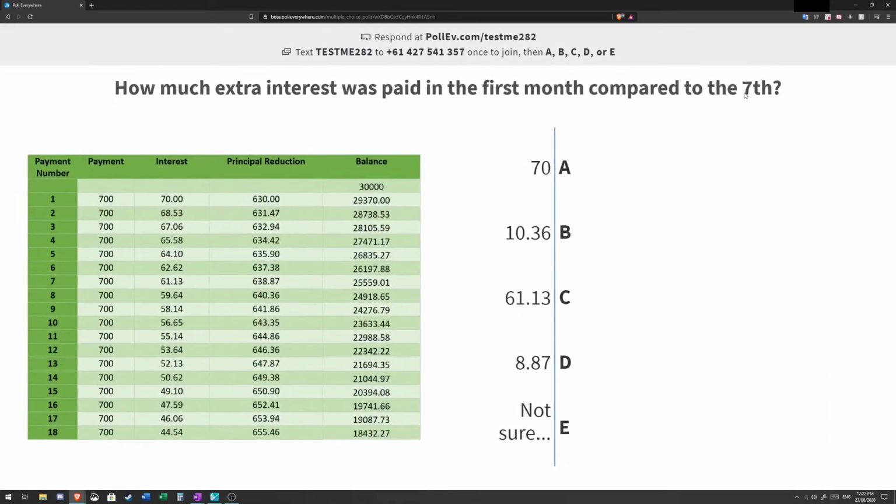Okay, sorry, just one more question on amortization for loans. How much extra interest was paid in the first month compared to the 7th month? So just think about what those columns are telling us. Okay?